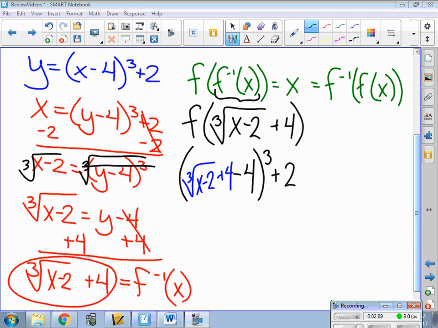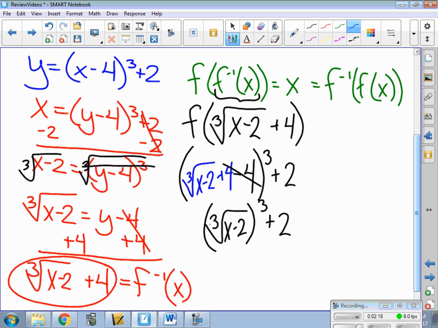So I've got 4 minus 4, that's gone. And so now I've got the cube root of (x minus 2), cubed, plus 2. The cube and the cube root cancel out, leaving me with x minus 2 plus 2. And negative 2 plus 2 cancel out, leaving me with x. So I'm back to the identity function. And I just want to check that the same thing happens when I go the other way.